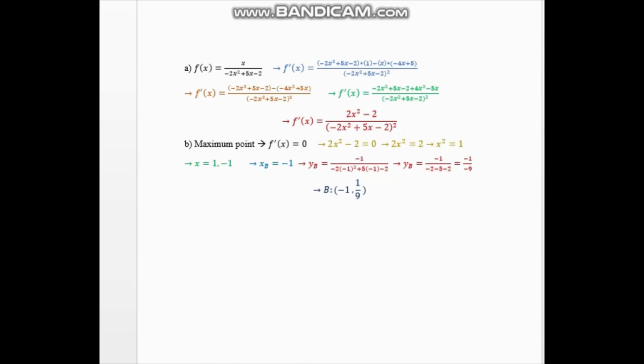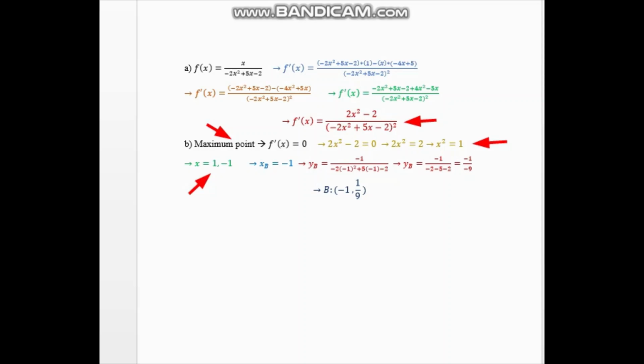This is what I did right here. I know that the maximum point means that f dash is equal to 0. Hence I equate this red expression to 0, and since it is a fraction I only need to equate the numerator to 0 because 0 over anything is 0. So 2x squared minus 2 equals 0, some simple algebra right there, and I get that x squared equals 1, and hence the possible values of x that satisfy this equation are 1 and negative 1.